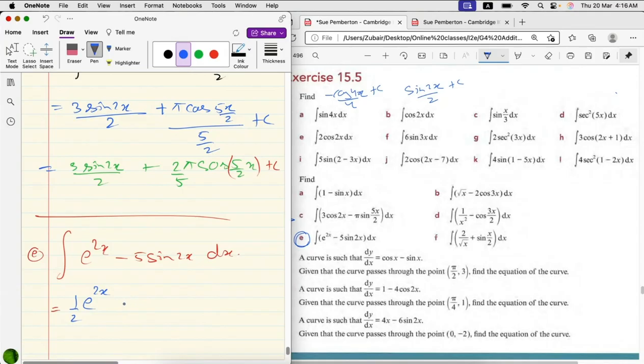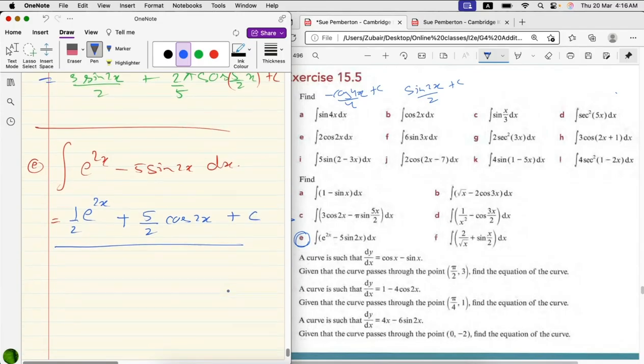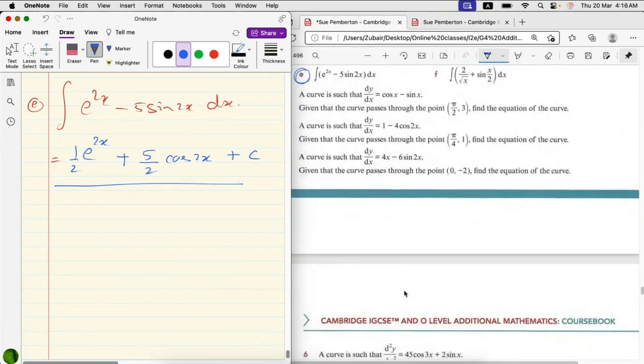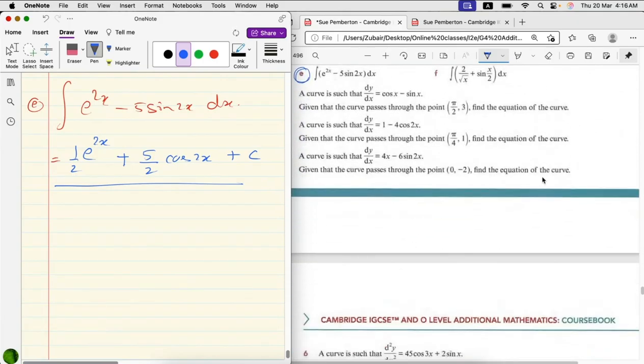cos 2x. So then afterwards we can multiply that with negative 5, and that would get us 5 over 2 cos 2x. And then we just combine them. That's right. And plus C. So 1 half e2x plus 5 over 2 cos 2x plus c.